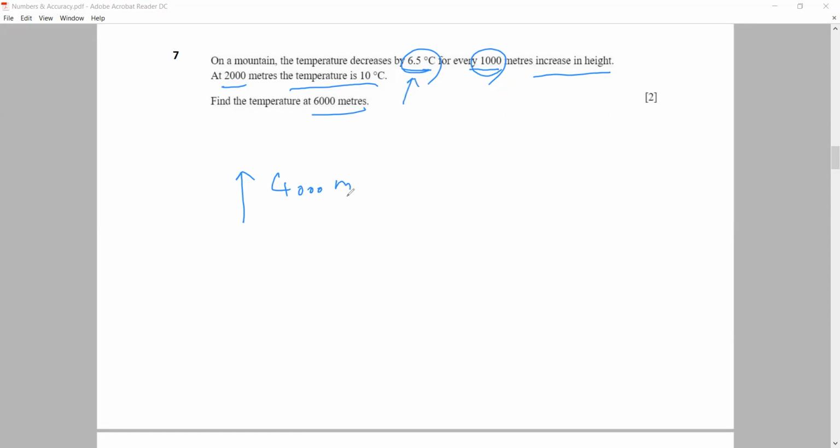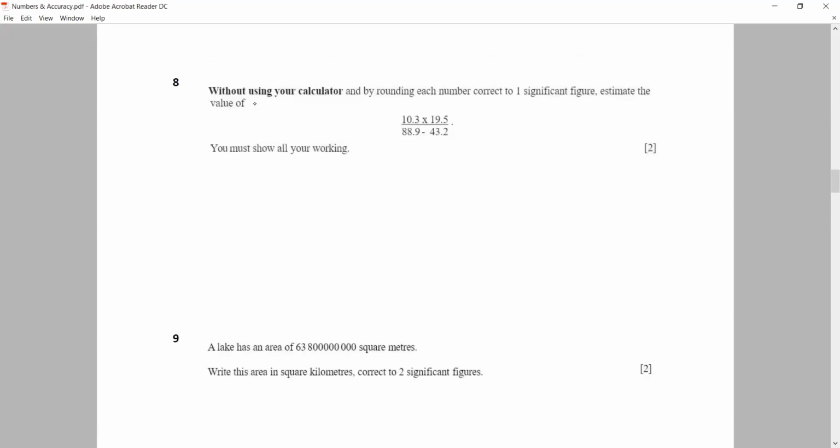So how many thousands do I have in 4,000? 4, right? And for each 1,000, the temperature drops 6.5. So in total, I'm expecting the temperature to drop by 26 degrees Celsius, right? As simple as that, that's the answer. So you see in chapters 1 and 2, they just want to make sure you know how to play around with numbers. That's all. And you know the different types of numbers.